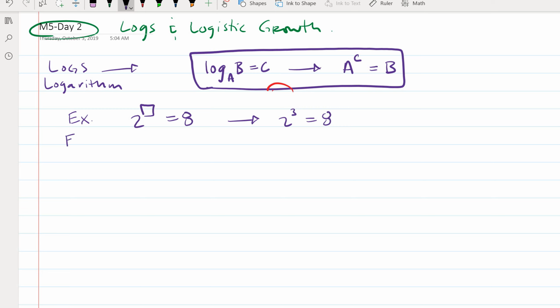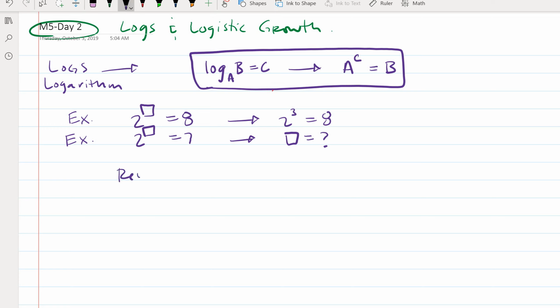But what if I gave you another example and I said 2 to the box equals 7? Well, there is no number. We're not ever going to find an exponent that goes in the box. We're not ever going to find a number that goes in the box that's going to come out to be a perfect 7. So again, this is an invented form of math to explain this situation.